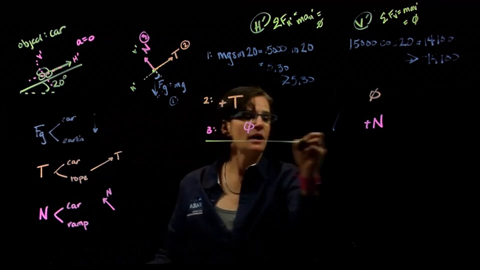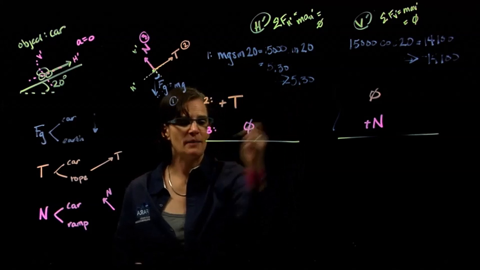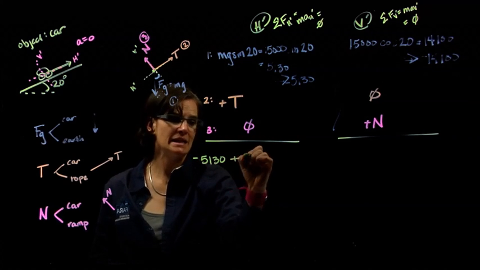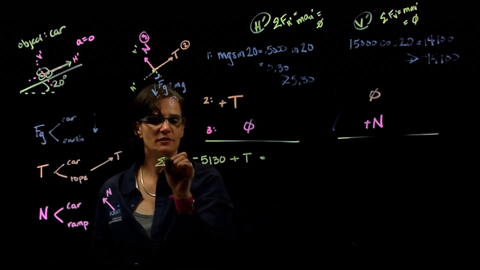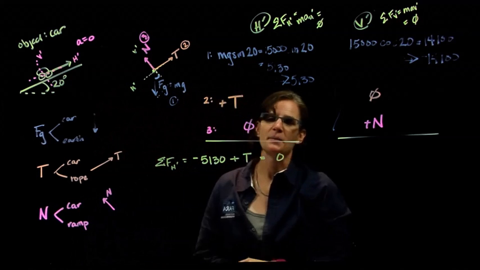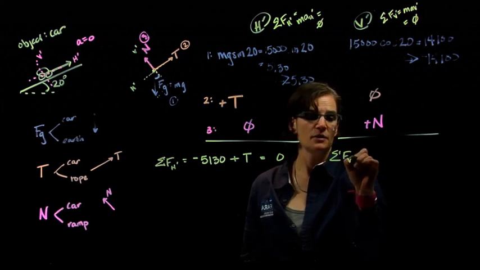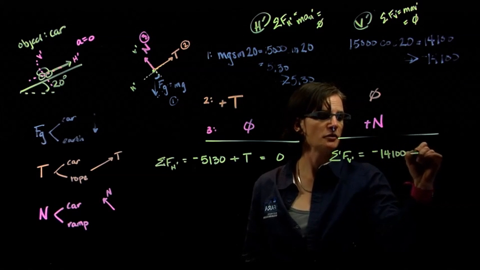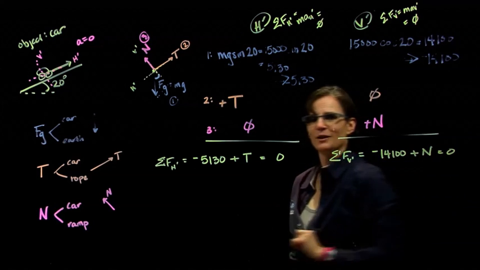So I can now apply Newton's second law, where I have minus 5130 plus T plus 0, the sum of my forces in the prime horizontal direction, equal to 0. Similarly, the sum of my forces in the prime vertical direction is negative 14,100 plus the normal force, and those are equal to 0.